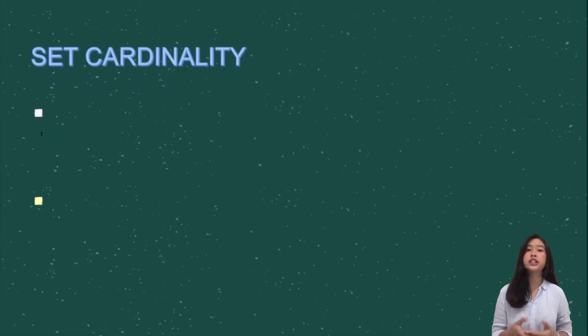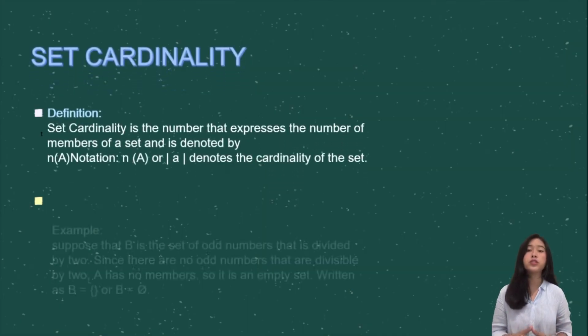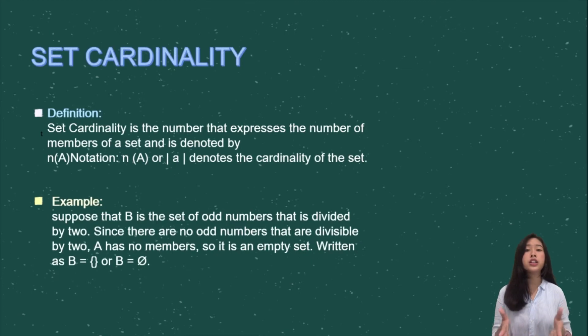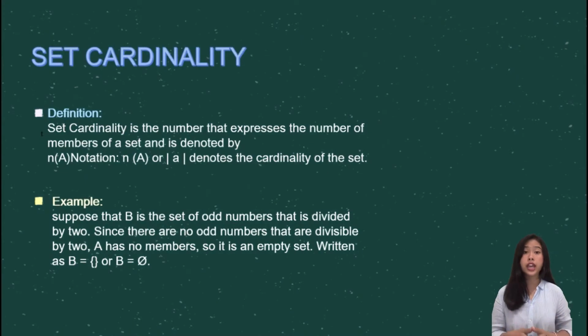Set cardinality. The definition: set cardinality is the number that expresses the number of members of a set and is denoted by n(A) notation. n(A) or the absolute value denotes the cardinality of the set.